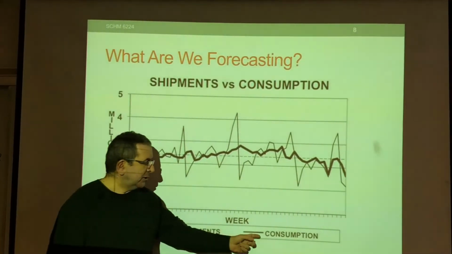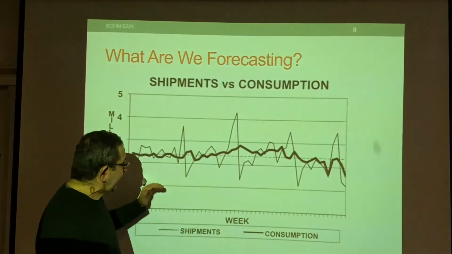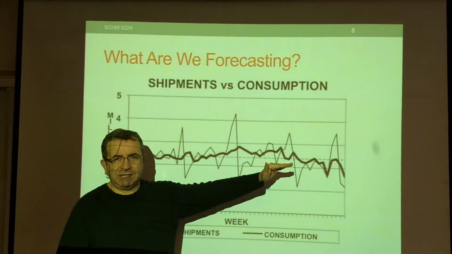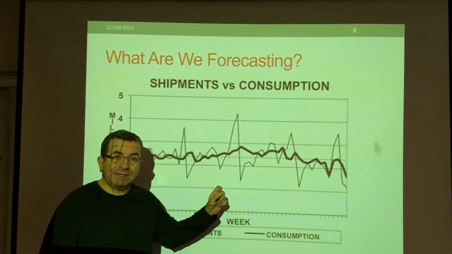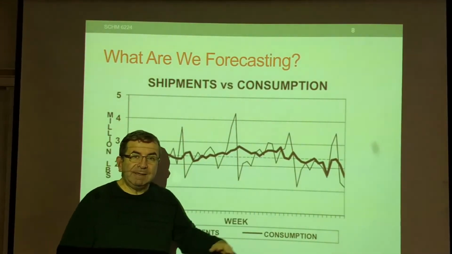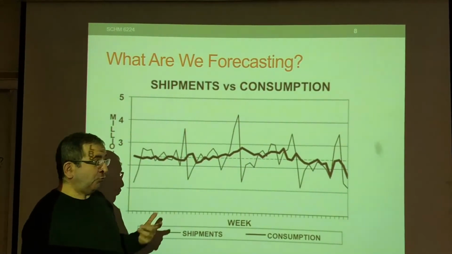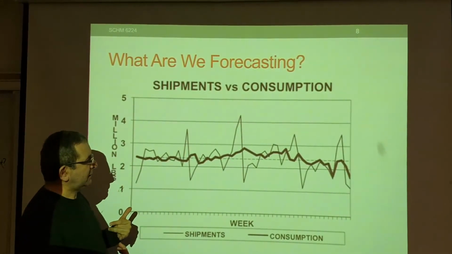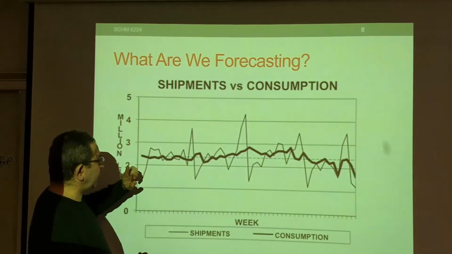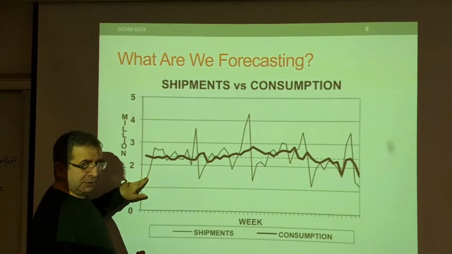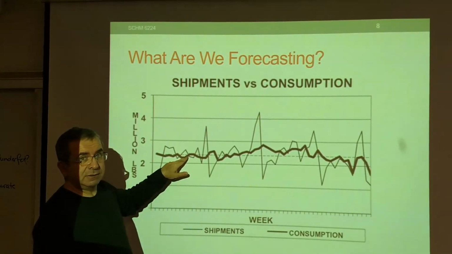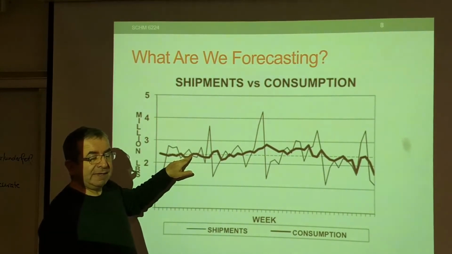Let's look at the consumption, how much consumers buy. If you look at this, the consumers buy at a very steady rate, okay? But the shipments show many spikes. So now, as a forecaster, if you have both time series, should you forecast the shipments or should you forecast consumption?